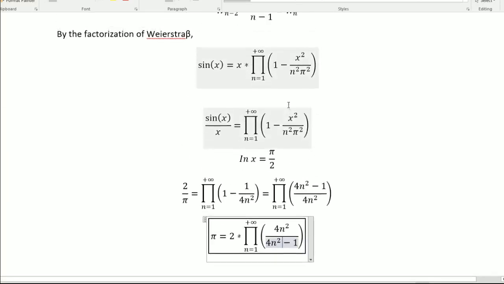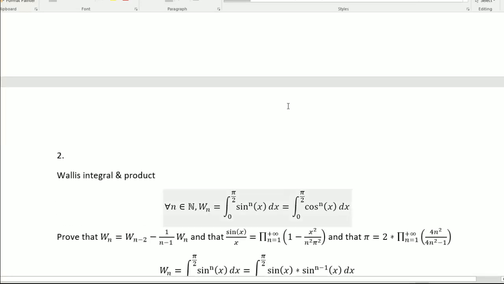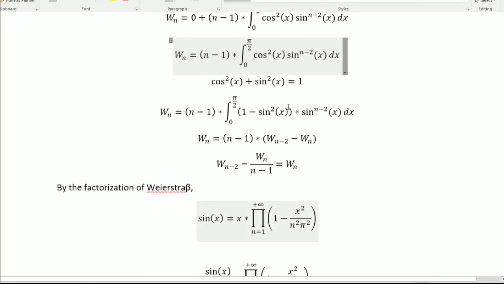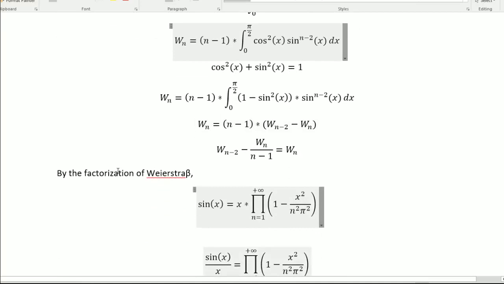So that's it for this Wallis integral and product. If you're interested in the factorization of Weierstrass, it's actually pretty interesting. I recommend checking that out.